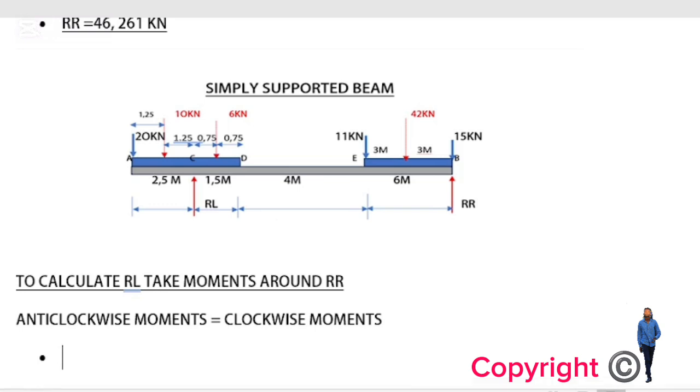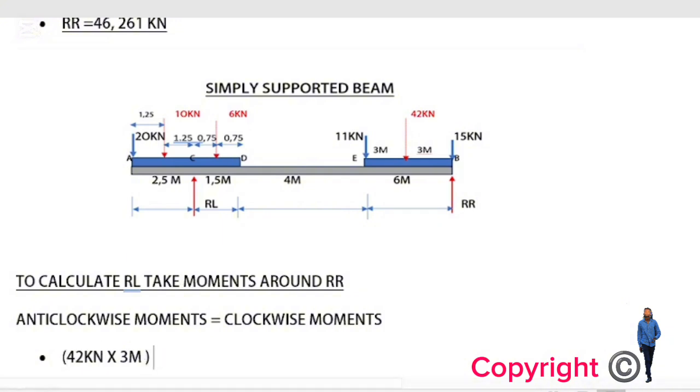So it's when we are going to identify our forces. Just because we are taking our moments around RR, all forces which are on the left are going to be considered as anti-clockwise, except the one which is opposing. The one which is opposing is RL. I've already explained that before. So those forces are anti-clockwise. Like we have 42 kilonewton multiplied by the distance. The distance is 3 meters.